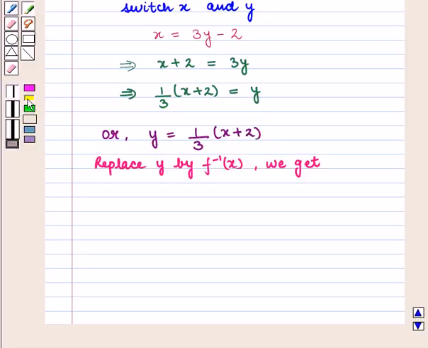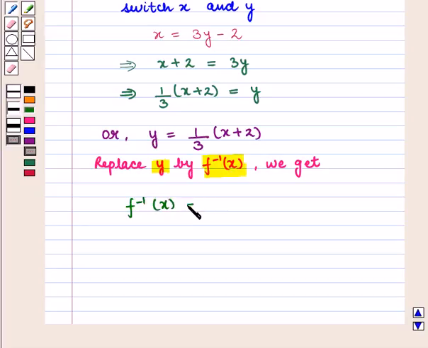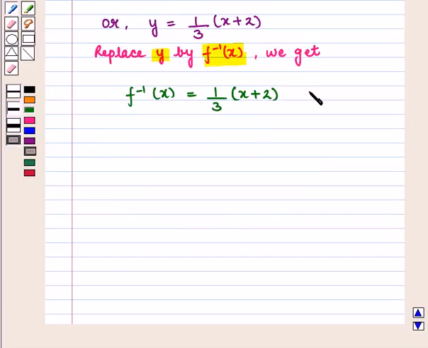Now we replace y by f inverse of x, and we get f inverse of x is equal to 1 by 3 into x plus 2 the whole. Now we graph this inverse function, and we know that it will be a reflection in the line y is equal to x. Let us draw the line y is equal to x.